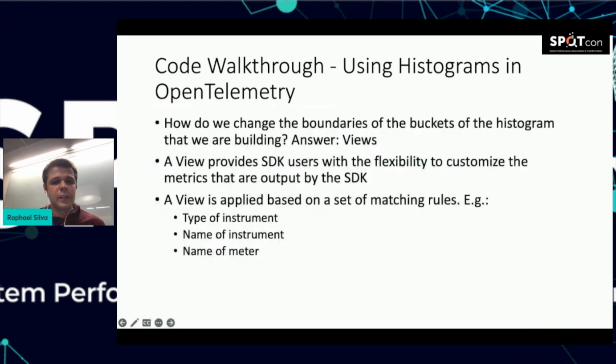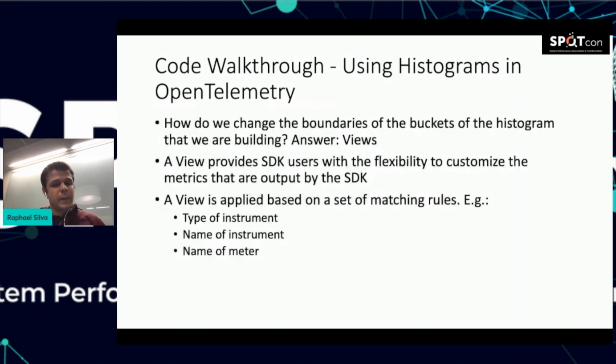Okay. But how do we change the bucket boundaries for a histogram? This was an interesting design choice of the OpenTelemetry developers. You cannot access this directly on the histogram object. This is a configuration that's performed at the SDK level during the initialization of the SDK. And for that, we have to use an entity that exists in the SDK. It's called a view, which allows users to customize the metrics and how the metrics are outputted by the SDK.